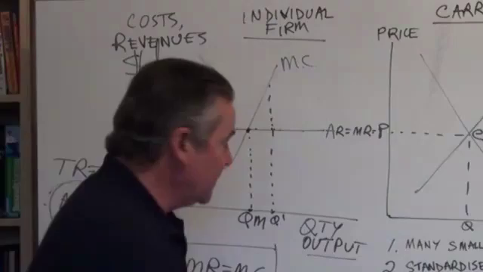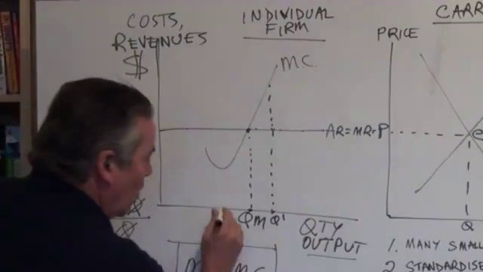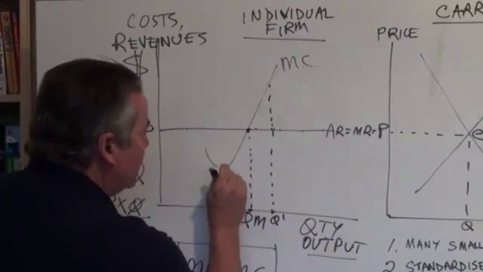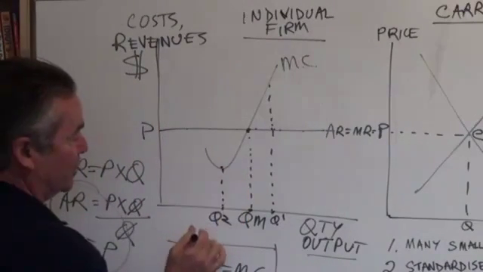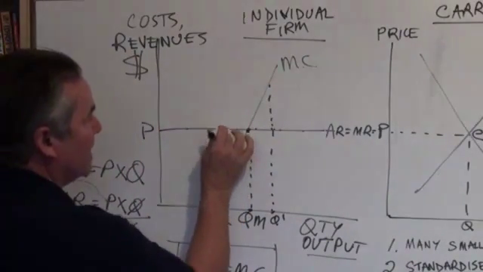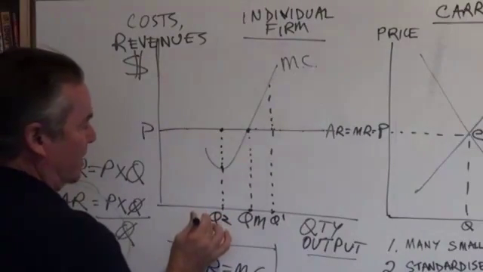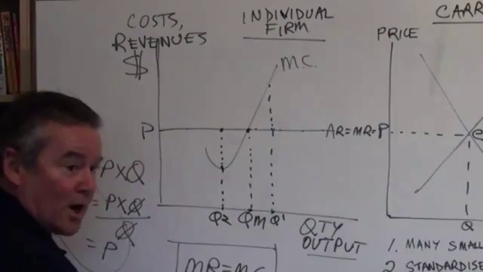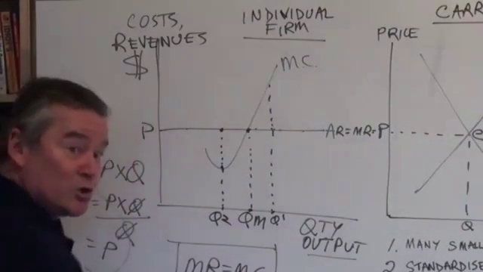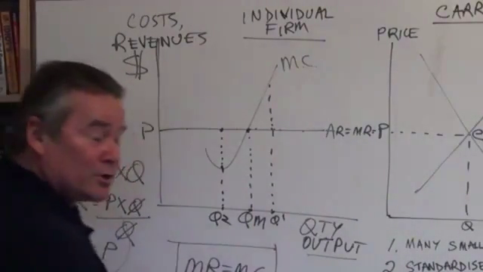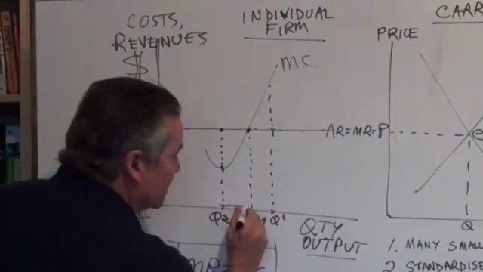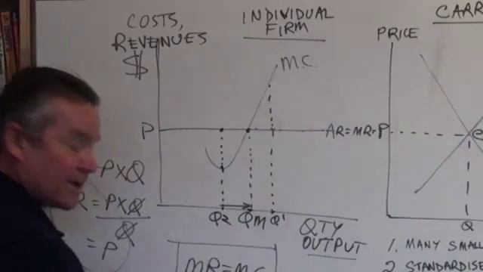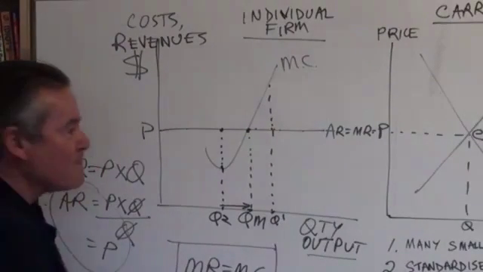No, you wouldn't. And similarly, why wouldn't you produce Q2? Because the marginal cost of producing Q2 is down here and the marginal revenue is up here. Therefore, the additional revenue you would derive from producing an additional unit of output is greater than the cost of doing so. So you'll actually expand your output up to the very point where MR equals MC. Good rule.